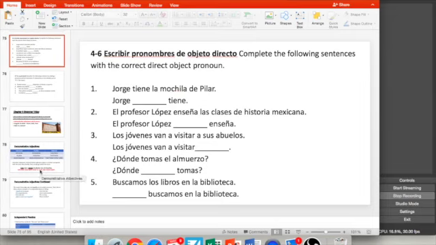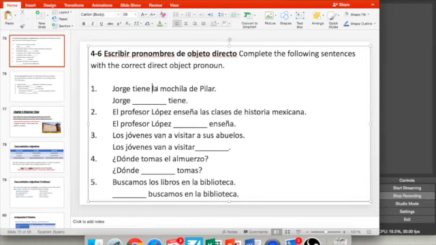Number one says that Jorge tiene la mochila de Pilar. George has Pilar's mochila, Pilar's backpack. So George has who? George has what? He has the backpack of Pilar. We know that la mochila in this case is feminine and it is singular.